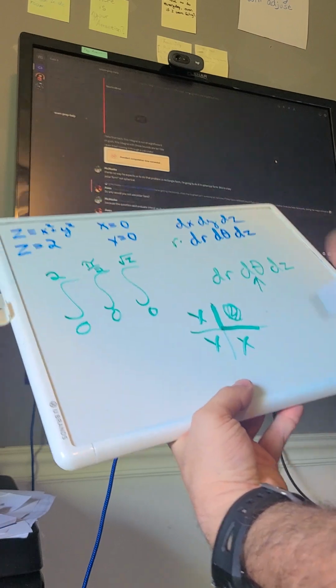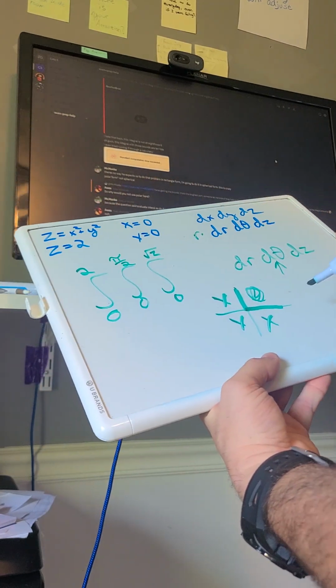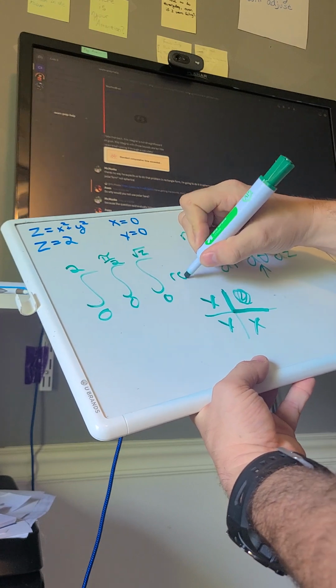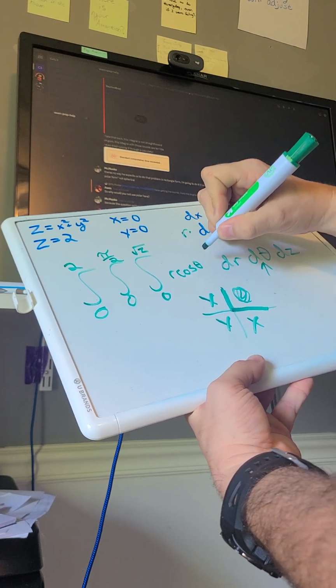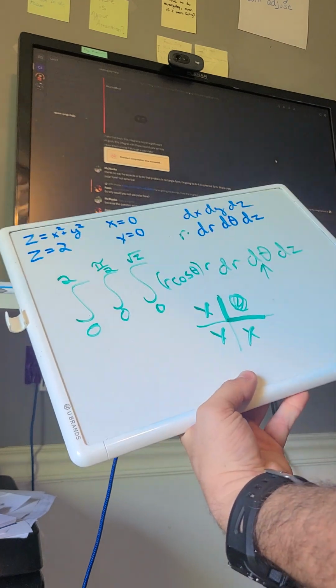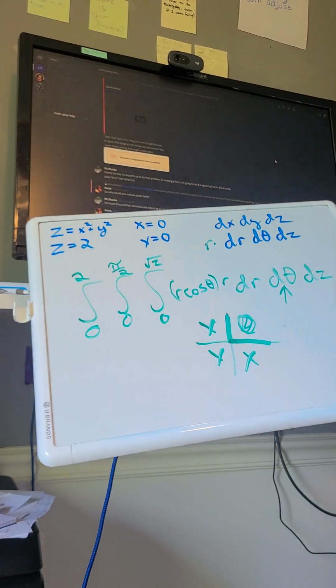From this point forward, now you have these bounds. Solving the antiderivative, which is going to be r cosine theta times r, should be a lot more straightforward, and you should get your answer no problem now.